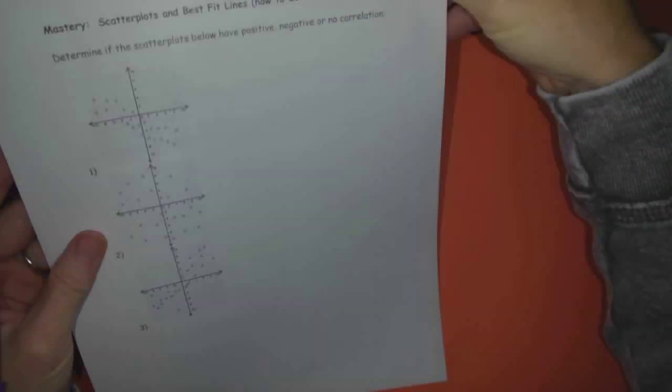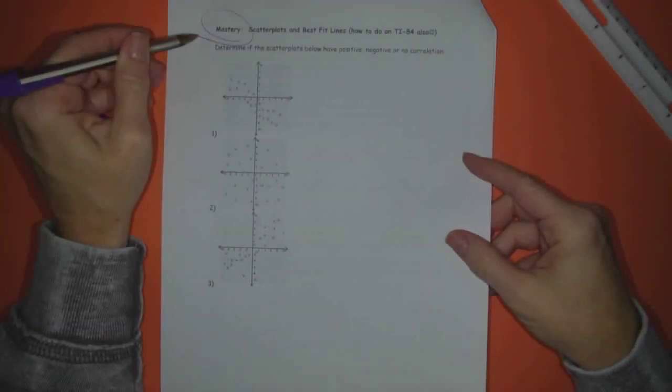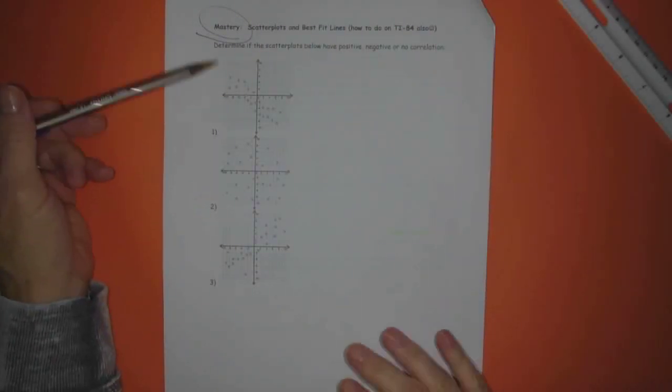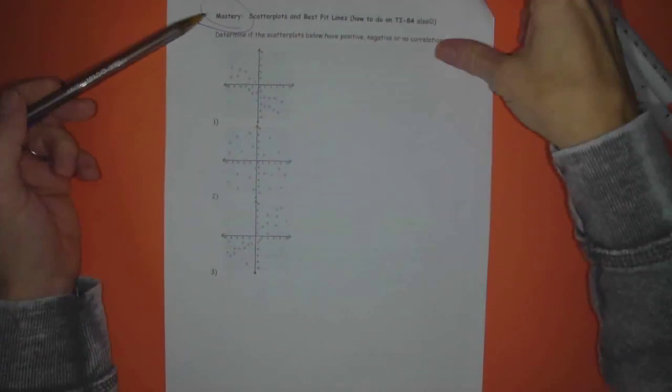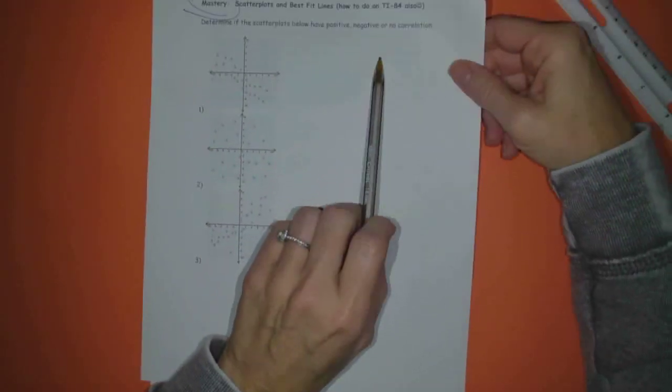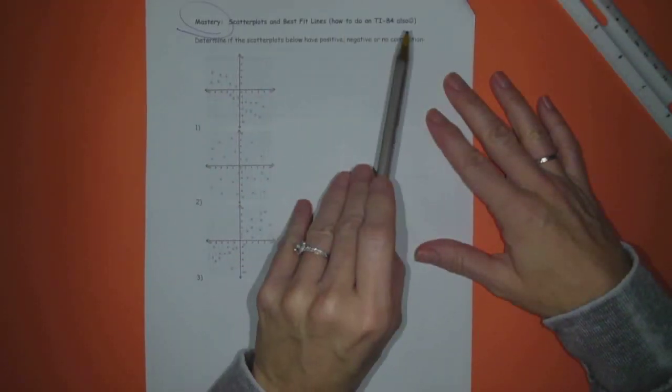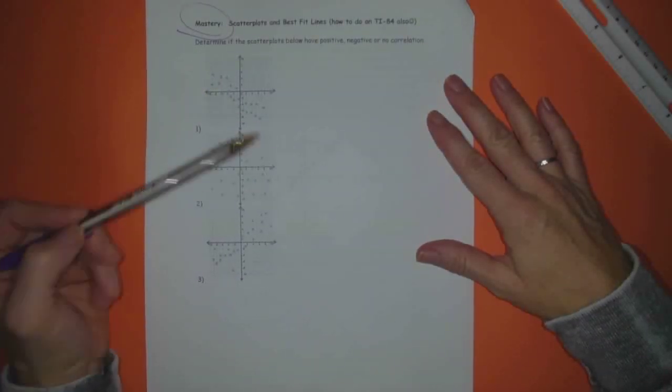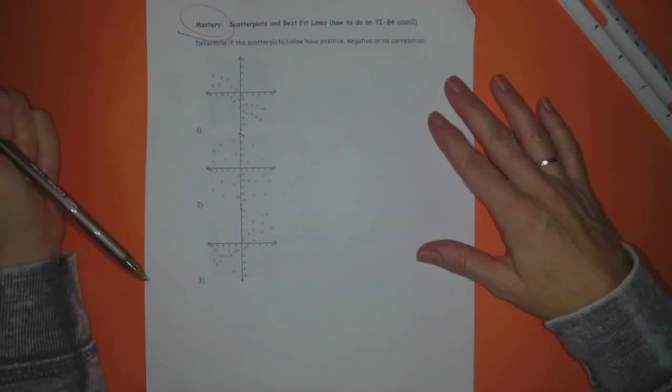Now, your mastery. I'm bleeding into the mastery here. What I want you to do is for numbers 1, 2, and 3, decide what type of correlation you have, positive, negative, or none, write that here, and then draw lines. If there's a correlation, then draw a best fit line.